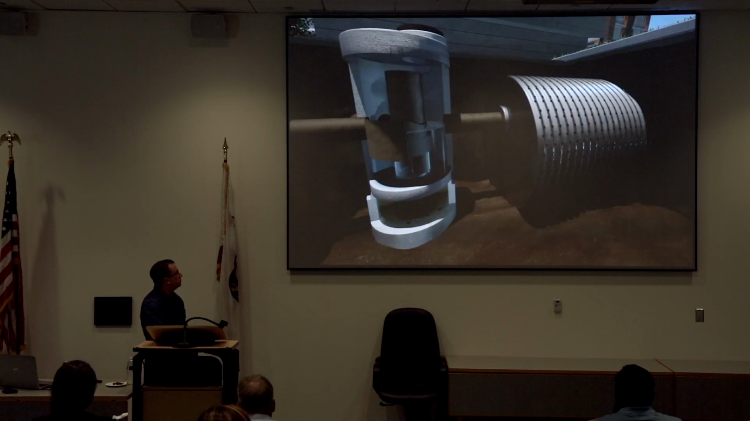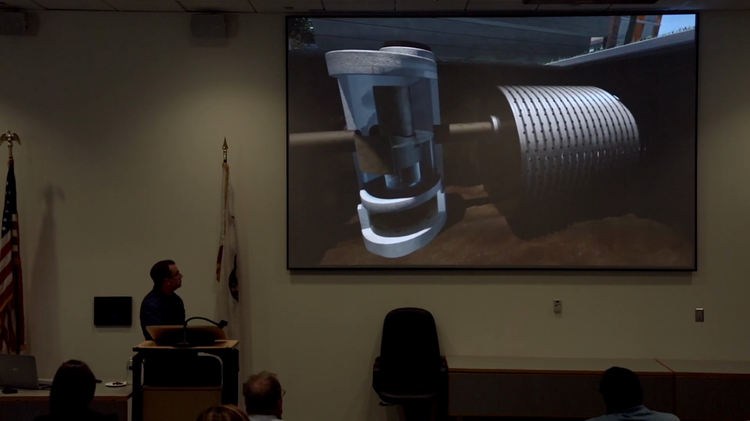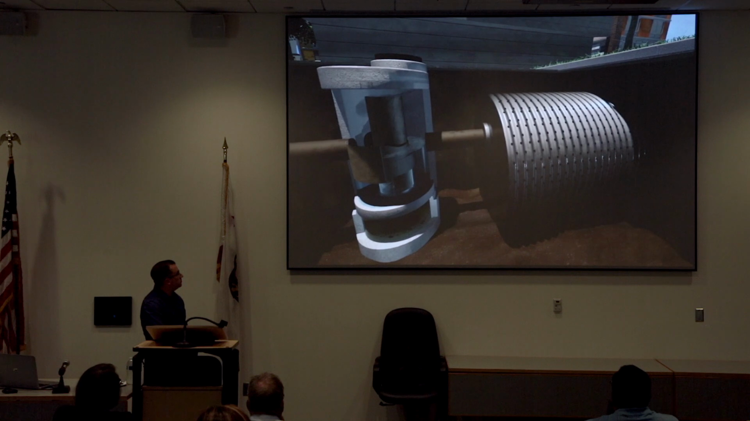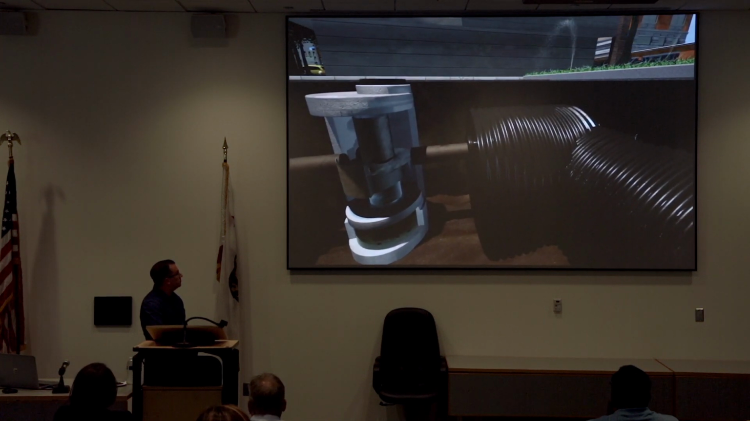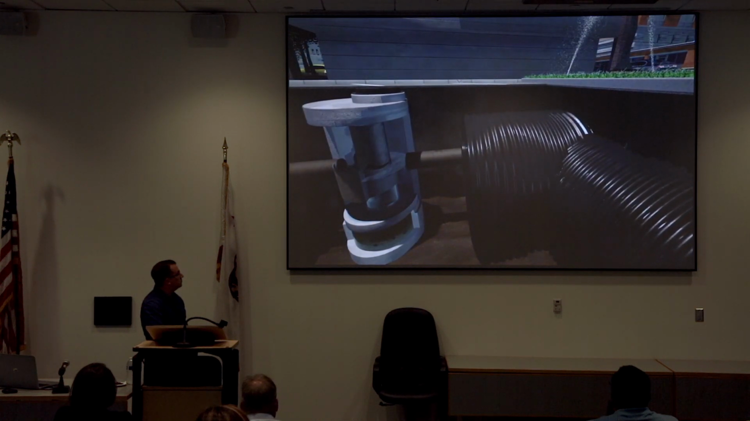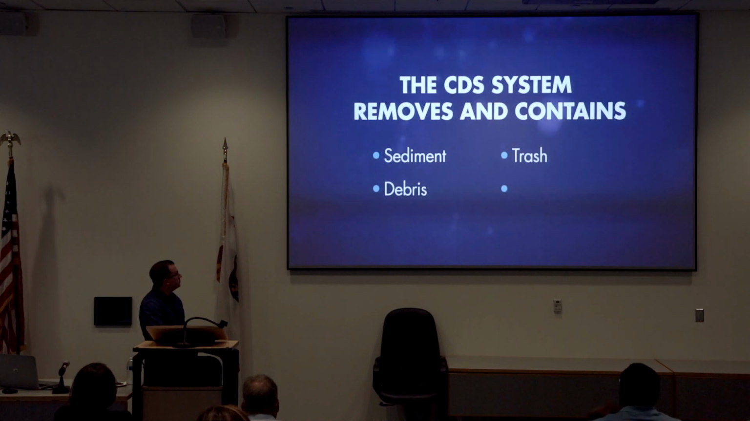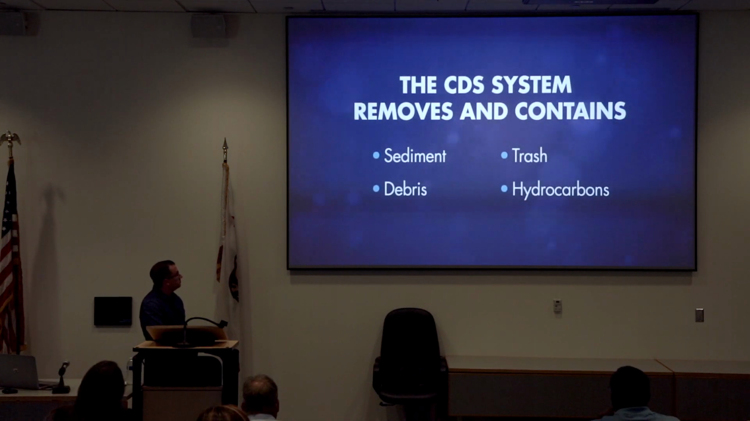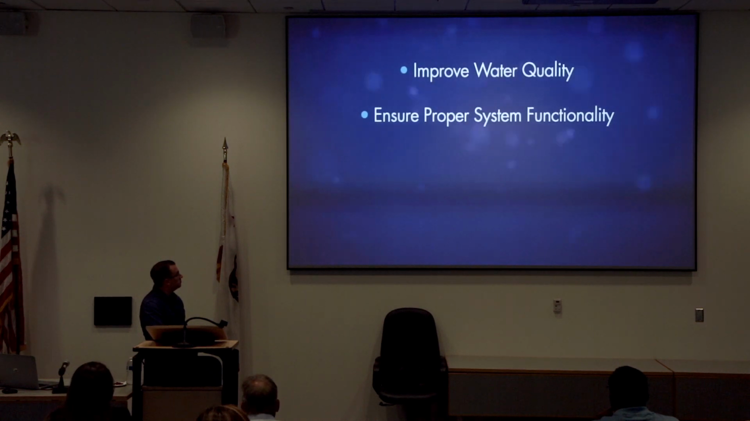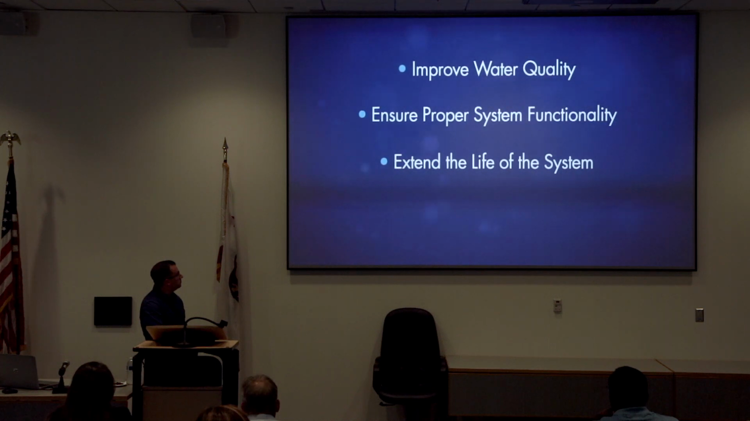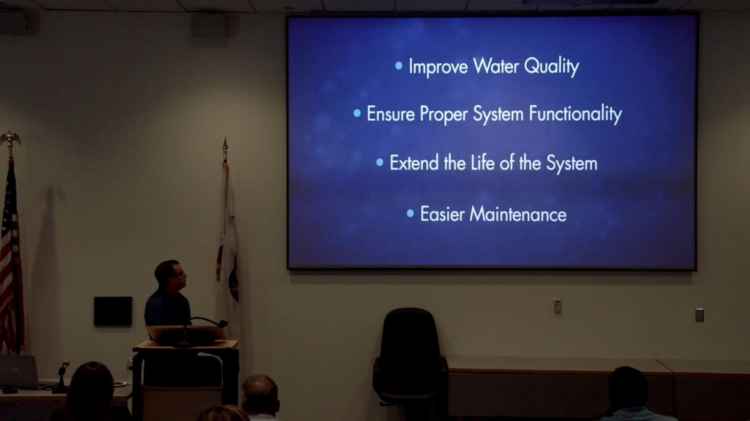The CDS system is often used as a standalone treatment device for large drainage areas. It is also an excellent solution for pre-treatment of downstream systems, including infiltration, detention, and rainwater harvesting systems. The CDS system will remove and contain sediment, trash, debris, and hydrocarbons before they enter the downstream system, which will improve water quality, ensure proper system functionality, extend the life of the system, and provide for easier maintenance by concentrating pollutants into a single manhole.